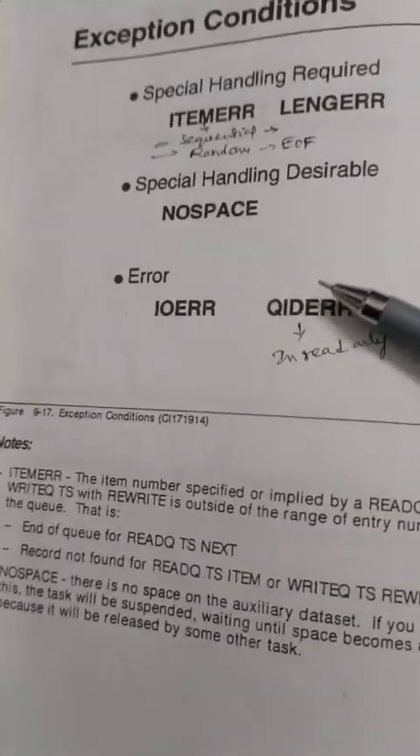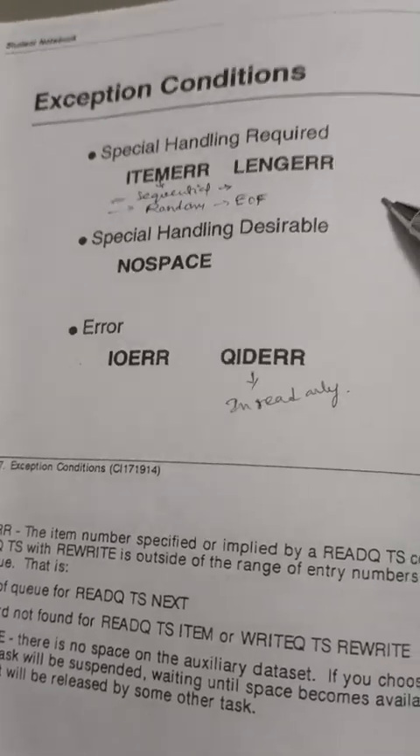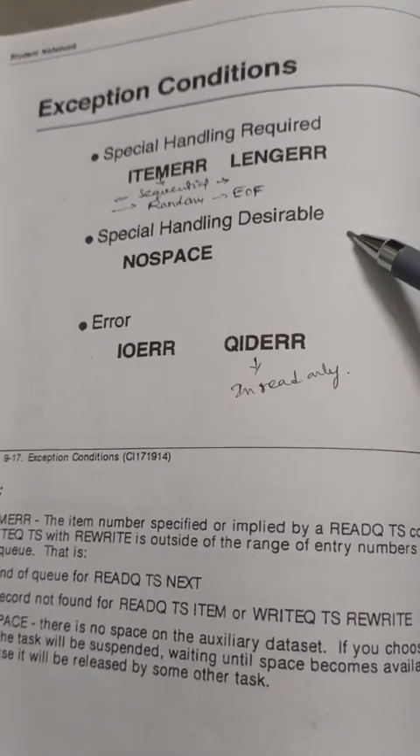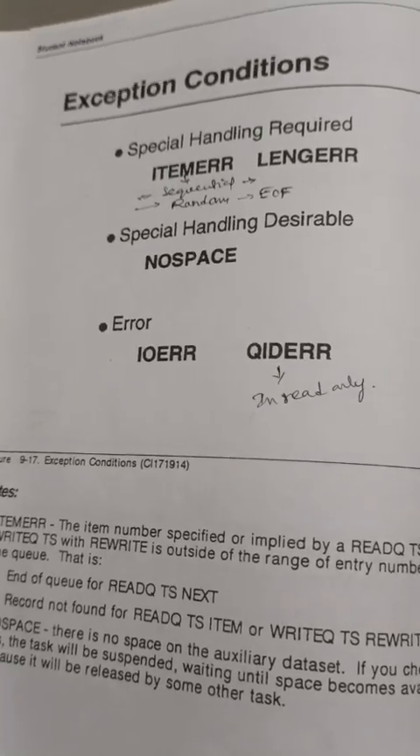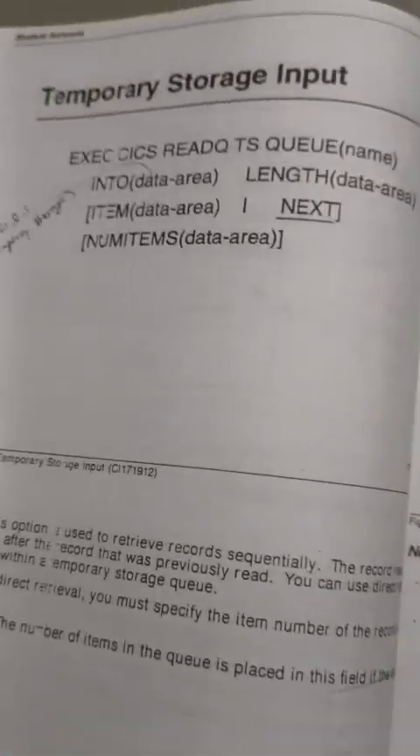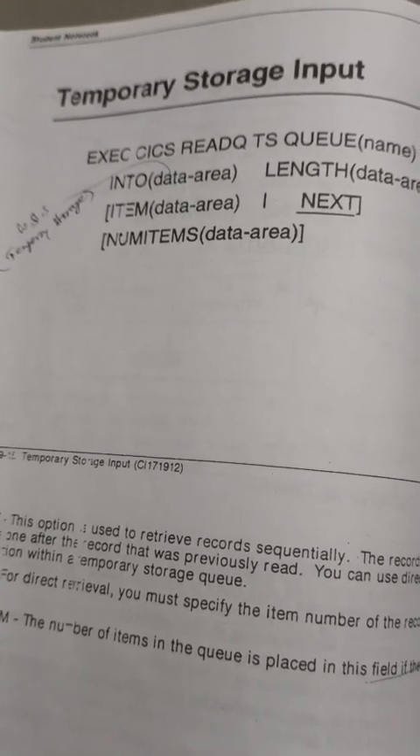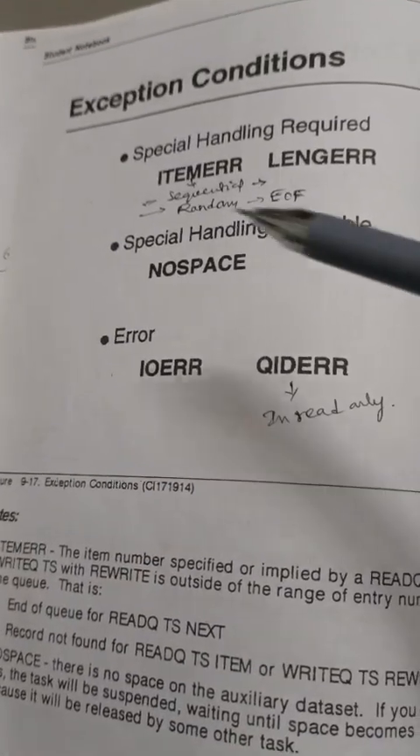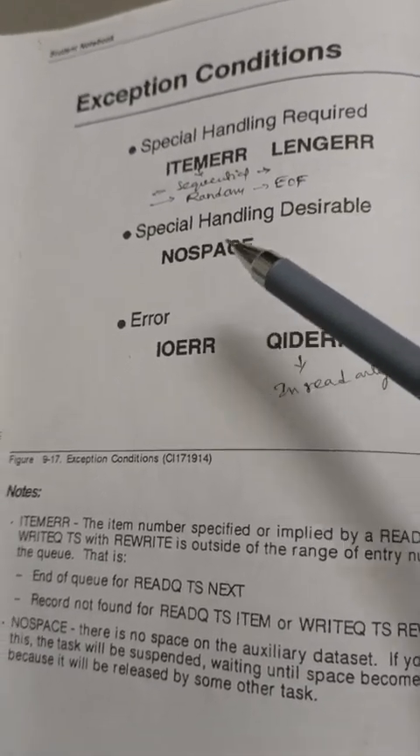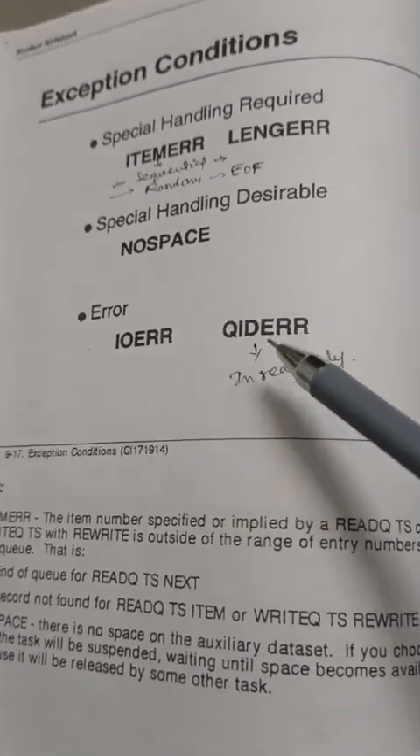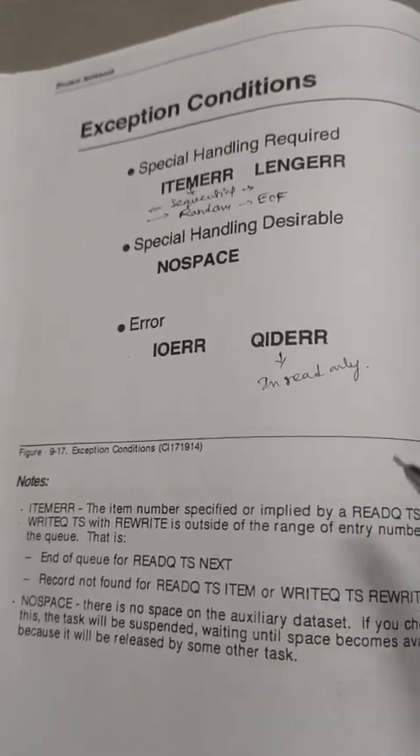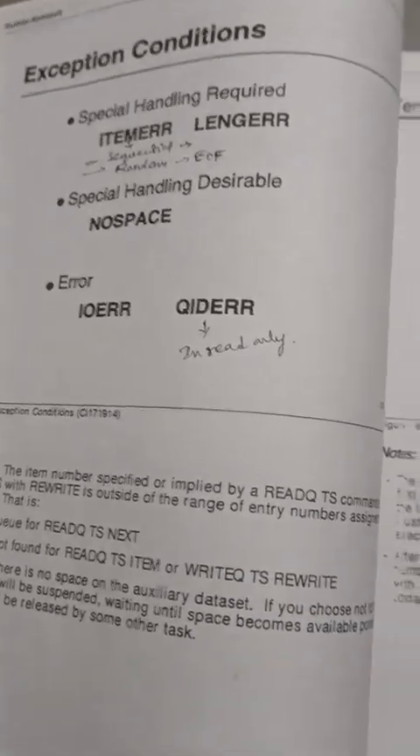And these are some exceptional conditions we will get while using the temporary storage queue. Item error means whenever there is an error with the item number while reading or writing the queue, or how many items you are going to write. There is an item number here, sequential or random. Length error occurs whenever the space is incorrect or no space is there. IO error. This is a QID error. Whenever the QID is not found, you will get a QID error.